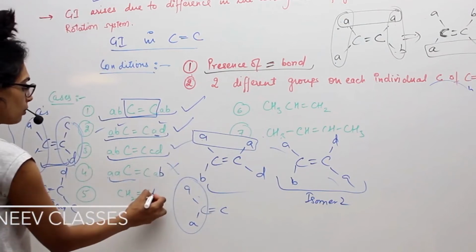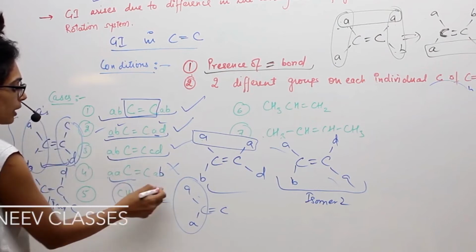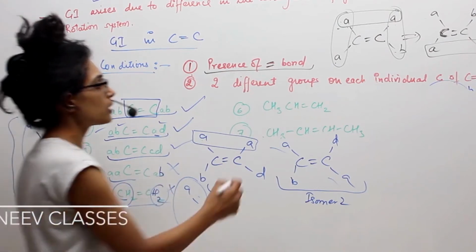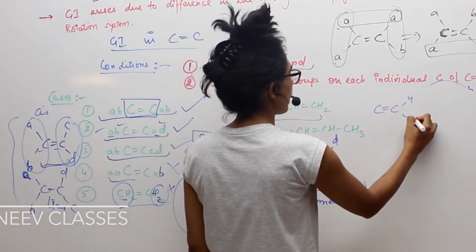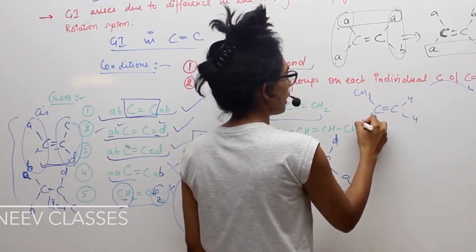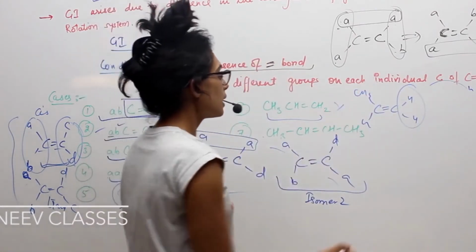Now come to the next question. Next is CH2 double bond CH2. Again, each carbon has two same groups on it. It cannot show geometrical isomerism. Look at this. This is C double bond C, with H, CH3 on one carbon and H, H on the other. Here again, two same groups on the same carbon. Geometrical isomerism will not exist. Come to the next one.